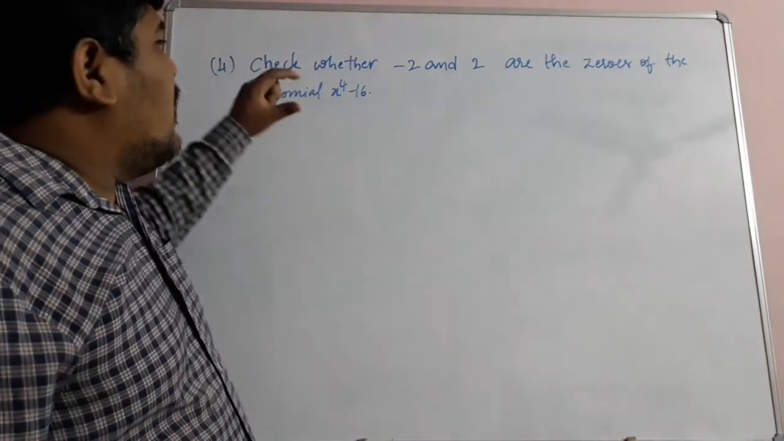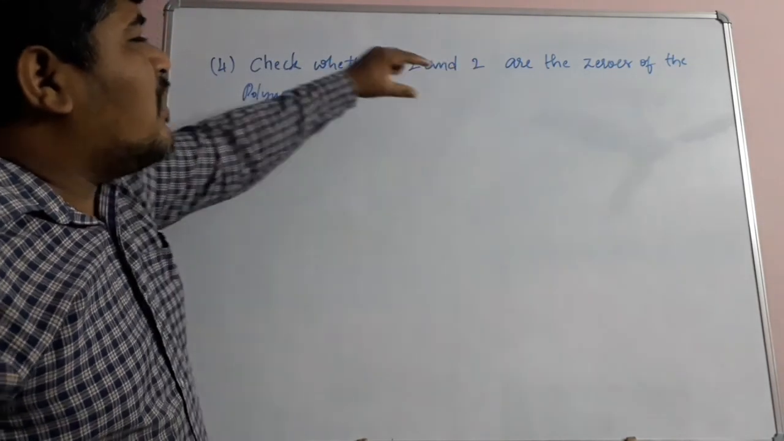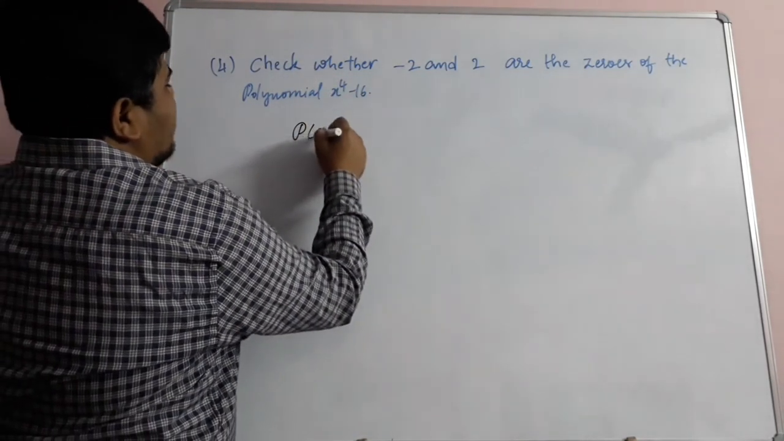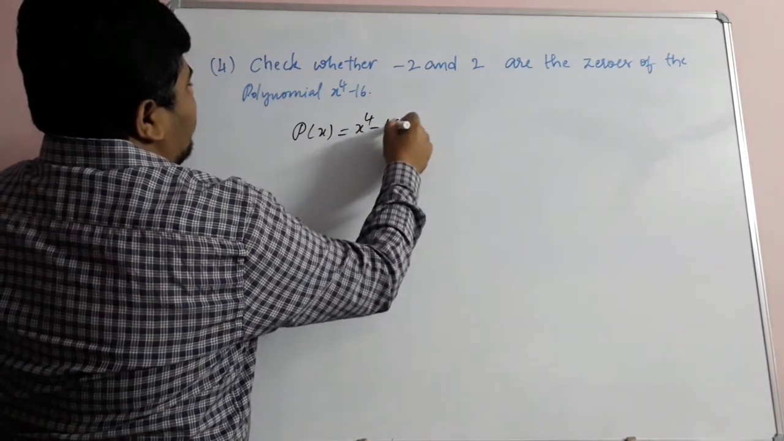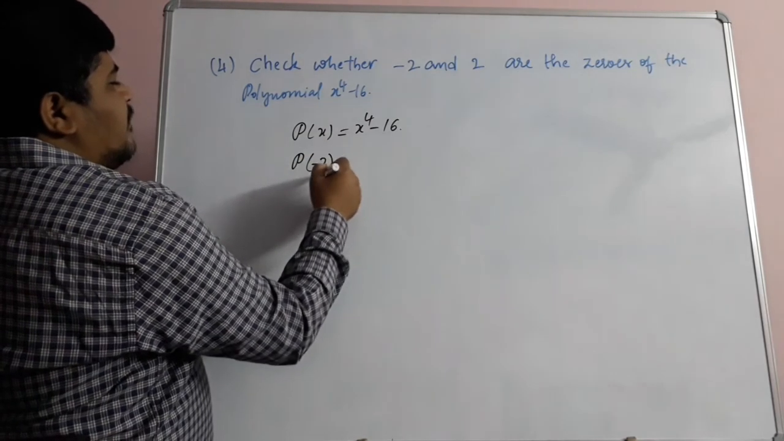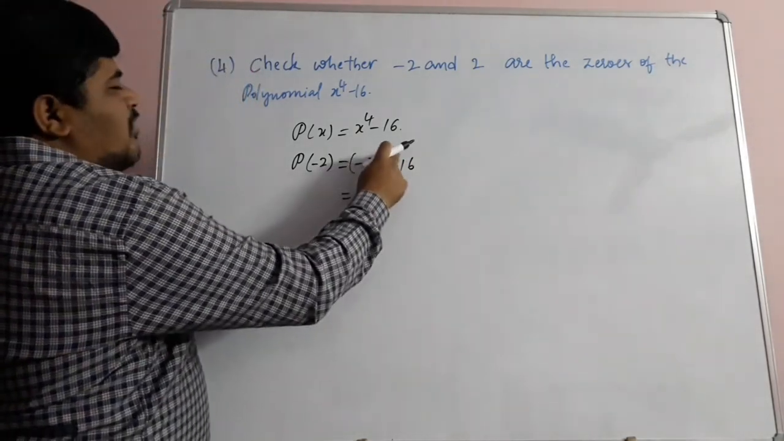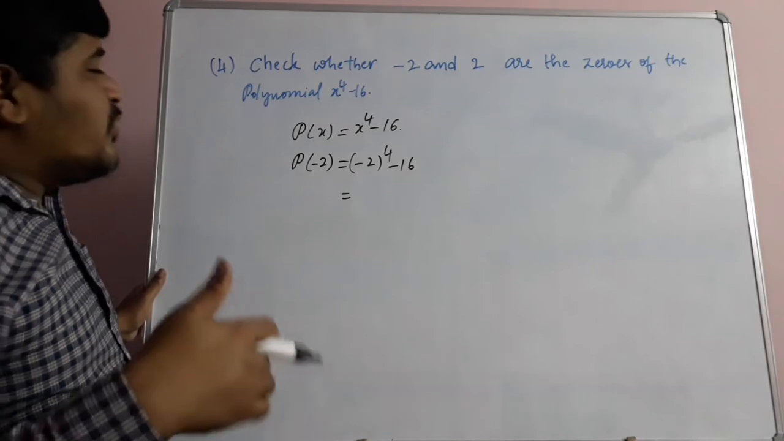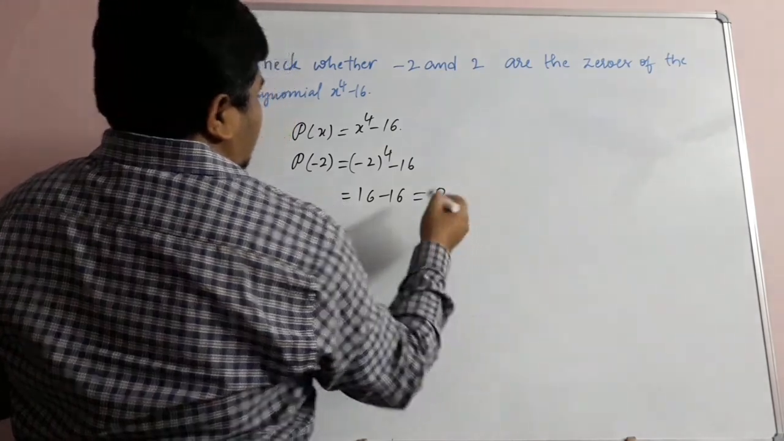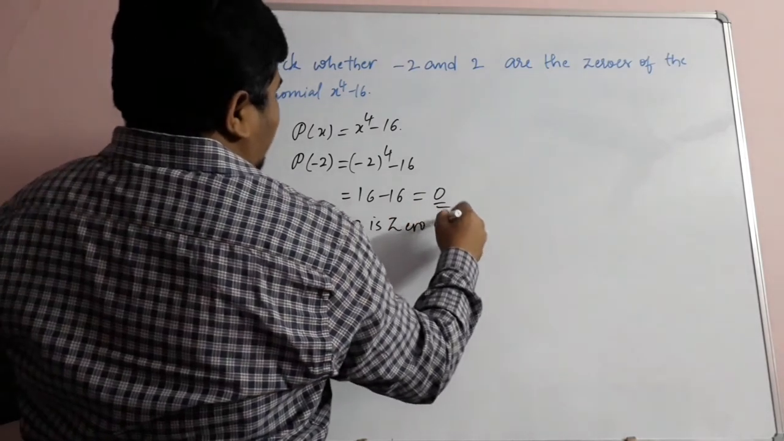So, here they are asking us to test or check whether minus 2 and 2 are the zeros of x power 4 minus 16 or not. So, name it, children. We can name it as P of x. So, P of x is equal to x power 4 minus 16. Now, children, to test, what we need to do is substitute minus 2 instead of x. So, minus 2 to the power of 4 minus 16. Children, a negative number to the power of an even number always gives us a positive number, and 2 to the power of 4 is what? 16. So, positive 16 minus 16, finally we are getting 0. Therefore, x is equal to minus 2 is a zero of P of x.